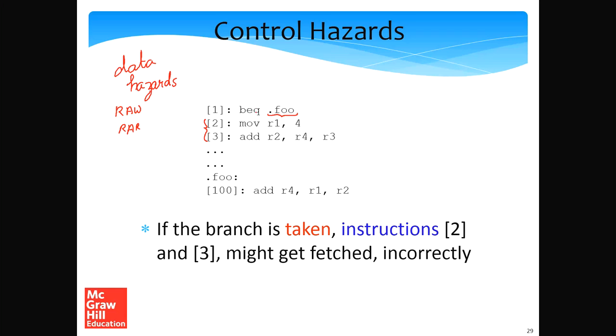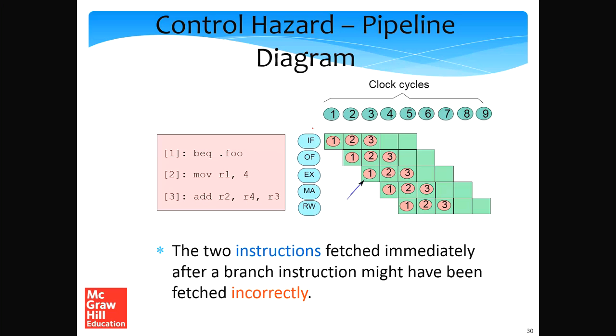So what will happen if the branch is taken? If the branch is taken, then the control should immediately jump to this point. And these 2 instructions should not be fetched or executed. But what we see in this diagram, the pipeline diagram of a control hazard, let's take a look at this in some detail. What we get to see over here is that we have 3 instructions. The first instruction is a conditional branch, and after that we have 2 more instructions.